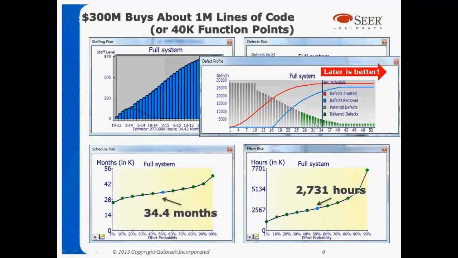In fact, when you deliver at the black line here, this defect profile shows the defects over time, and the black line shows the delivery time at 3 years. You're not delivering a low defect system. You have to still keep on going until you get those defects down to an acceptable level. So HealthCare.gov is a textbook example of delivering too early.